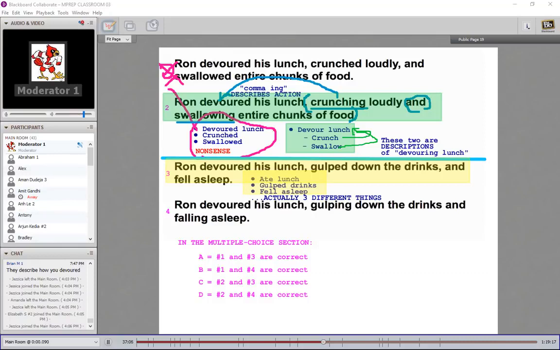Because number 4 is written like this. It's written like, okay, you devour your lunch. And then as a sub-point of that, you gulp drinks. And then there's another sub-point of that, you fall asleep. What? It doesn't make any sense. Falling asleep is not part of eating lunch. You could make a case that gulping drinks might be, but this is nonsense because they're supposed to be different things. A modifier doesn't make any sense here.